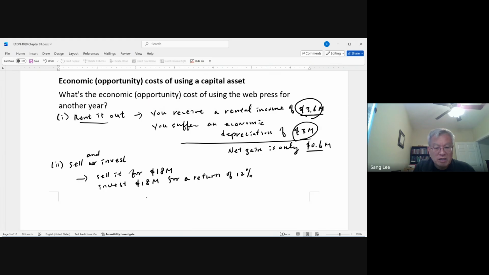So let's say, how much return do you get? 12%. So $18 million times 12%. So you get $2.16 million. Okay.